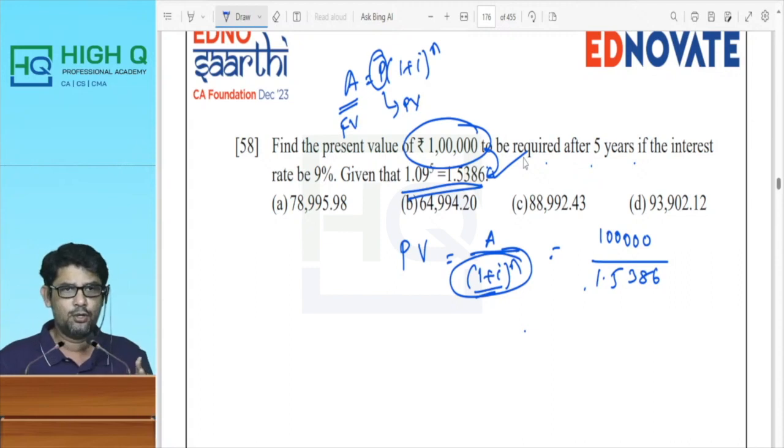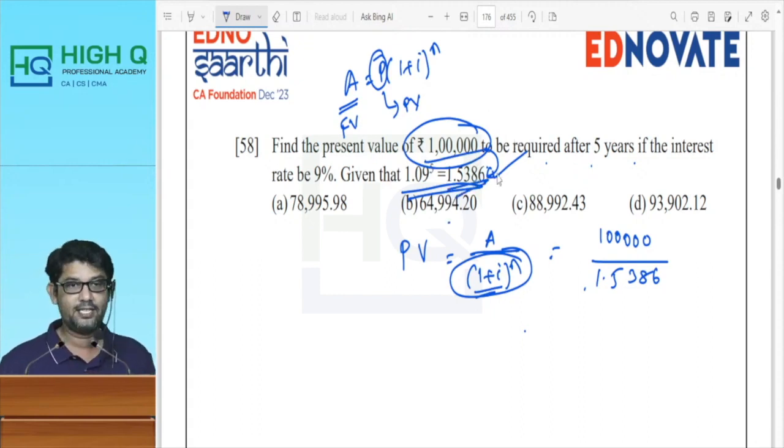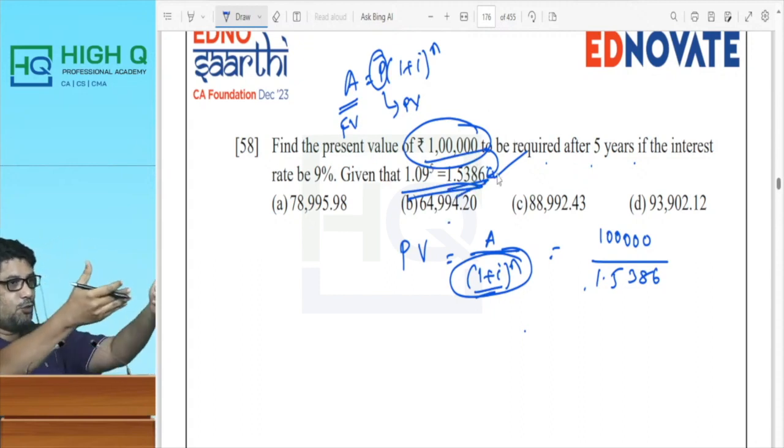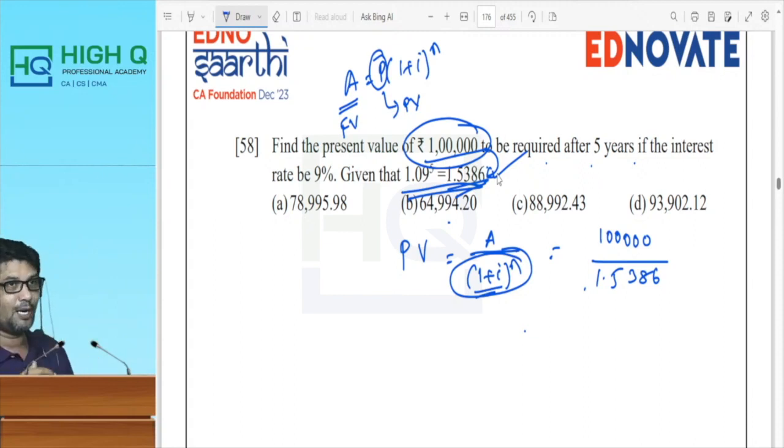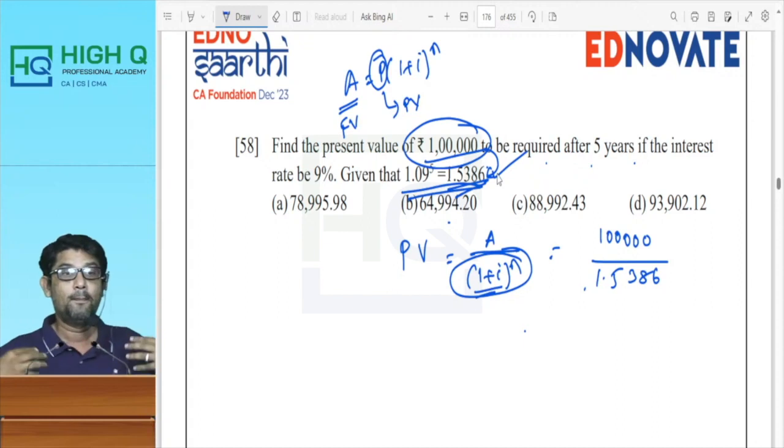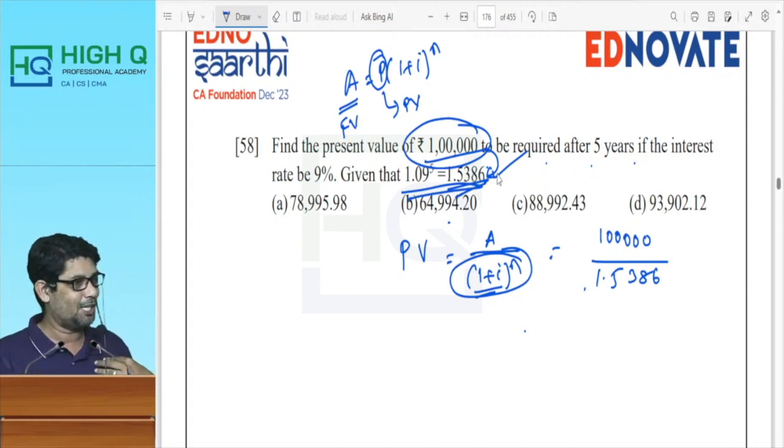So, while solving, please don't take much time. To understand, if you want to take an extra 2-3 seconds, it's fine. But to solve, you are not supposed to take so much time. Simply what you have to do, see, 1 lakh is already given. 1.5386 is also given. In your calculator, if you do 1 lakh divided by 1.5386, the answer comes. What formula is needed? Nothing. But if you understand the question, directly you could have done this.